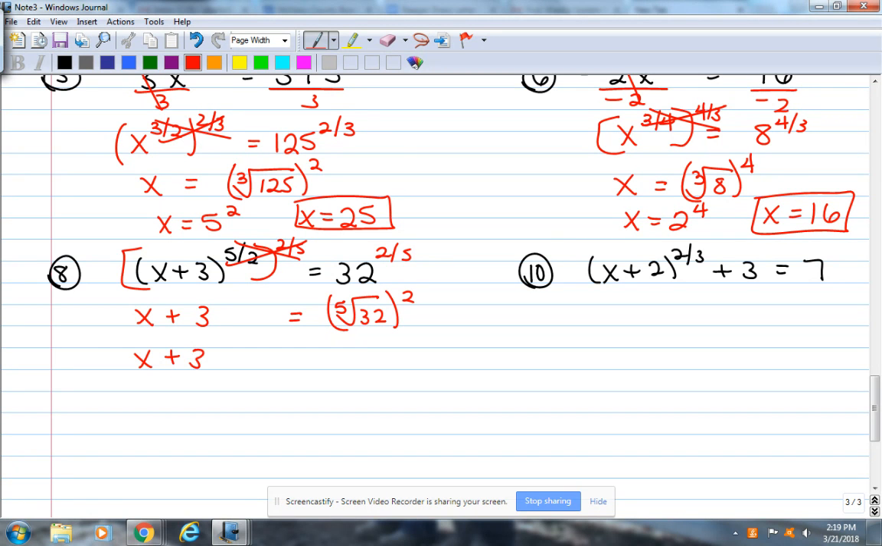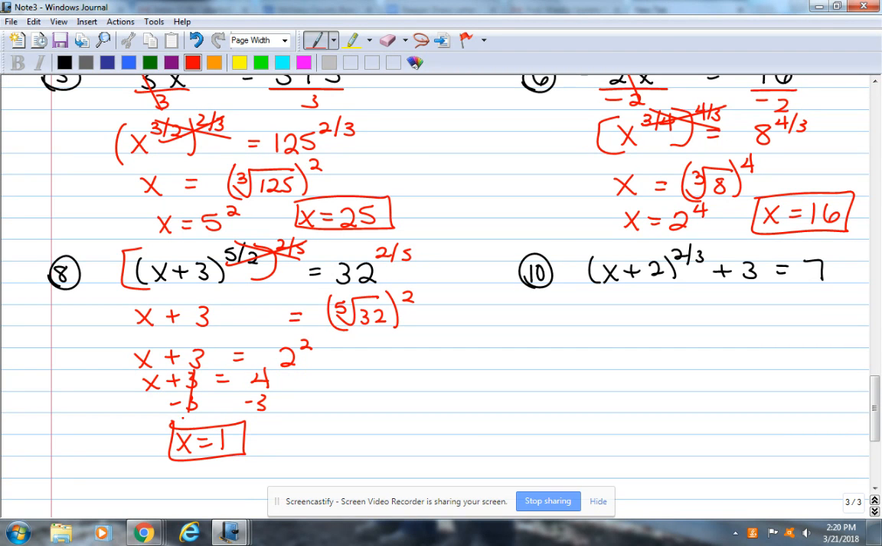What is the 5th root of 32? It's 2. And I think that one is on the blue sheet, isn't it? Okay. So that's just 2 squared. And what is 2 squared? X plus 3 equals 4. And how do I solve that for x? And x equals 1. Any questions about that one?